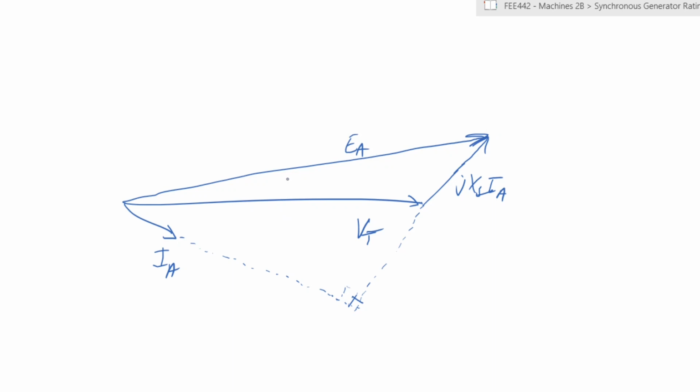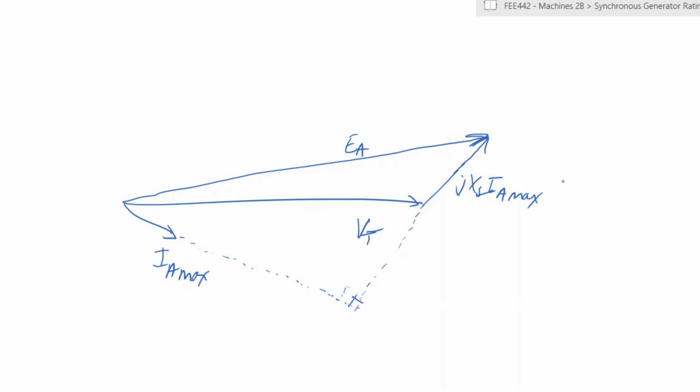So now the limits that you would have depend on various characteristics. First of all, let's say that you are supplying IA at a maximum value of that current. So that IA maximum is the maximum current that the generator can actually supply, which means that this vector is the maximum vector that you can possibly have with regards to that generator.